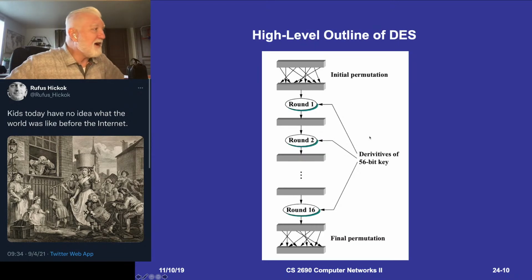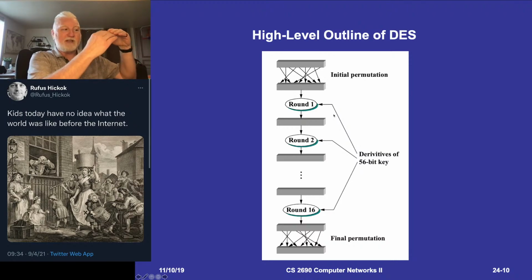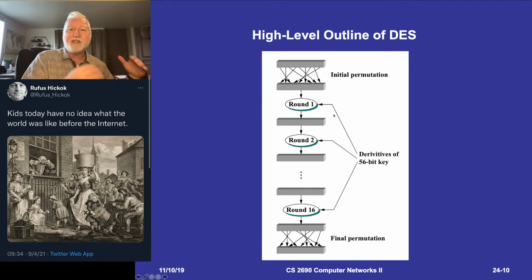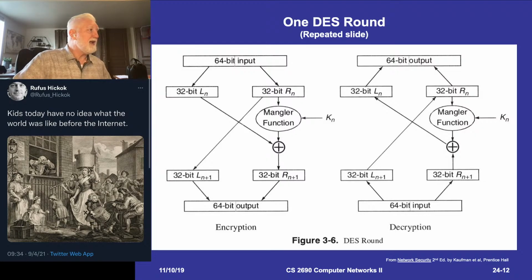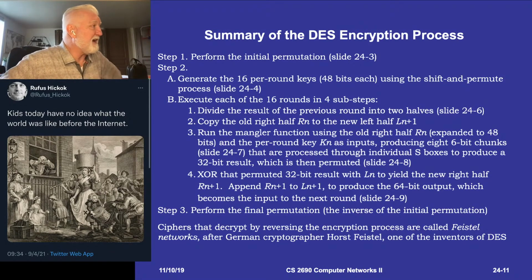So that's our high level view again. I've got 16 rounds. I start with 16 rounds of key generation, then I do 16 rounds of data encryption of 64 bits each. Now that's a repeated slide. This is the last slide. I told you this is not even going to take half an hour.